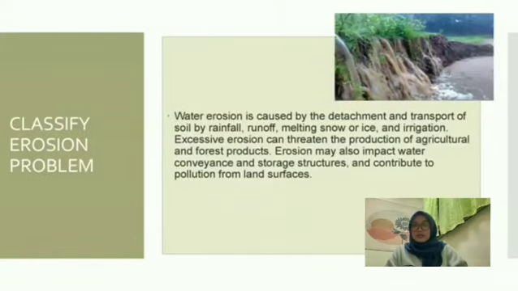Classify erosion problem. Water erosion is caused by the detachment and transport of soil by rainfall, runoff, melting snow or ice, and irrigation. Excessive erosion can threaten the production of agricultural and forest products. Erosion may also impact conveyance and storage structures and contribute to pollution from the land surface.